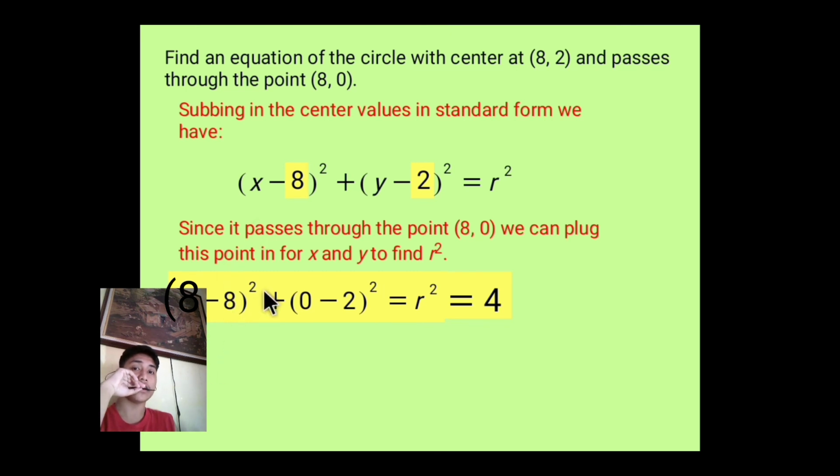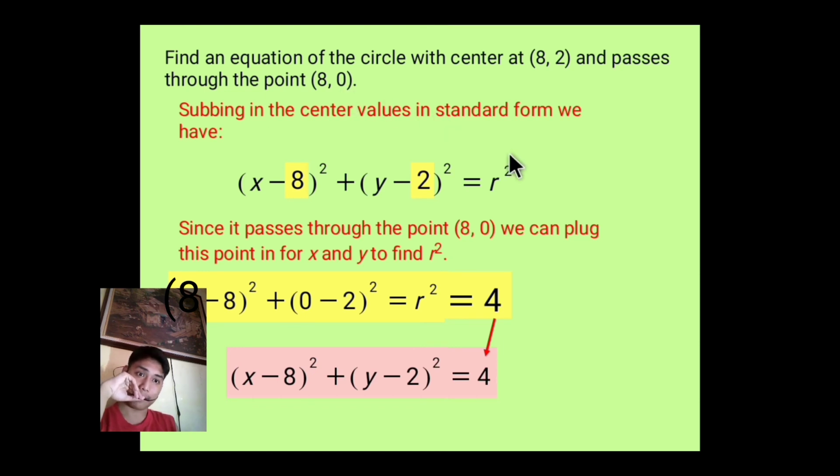Even if we square 0, the result is still 0, so that term is automatically gone. Then 0 minus 2 is equal to negative 2. When we square the negative 2, it becomes 4. So there it is, that is the equation. We are going to find the radius from the exact point where the circle passes through, the point (8, 0).